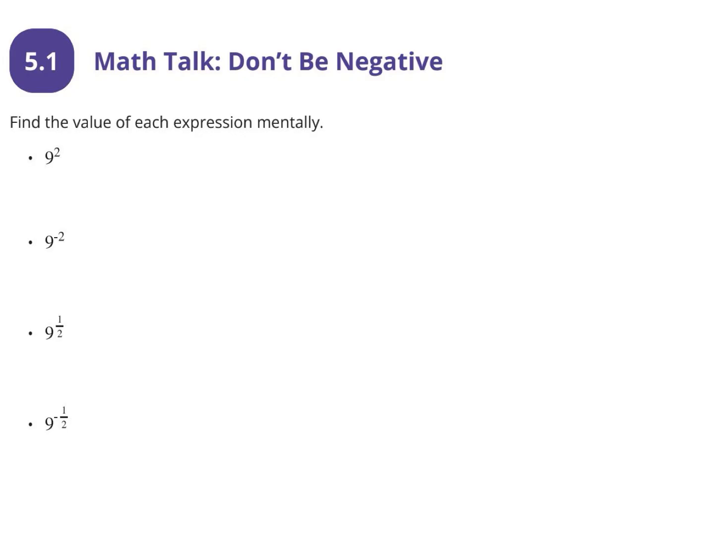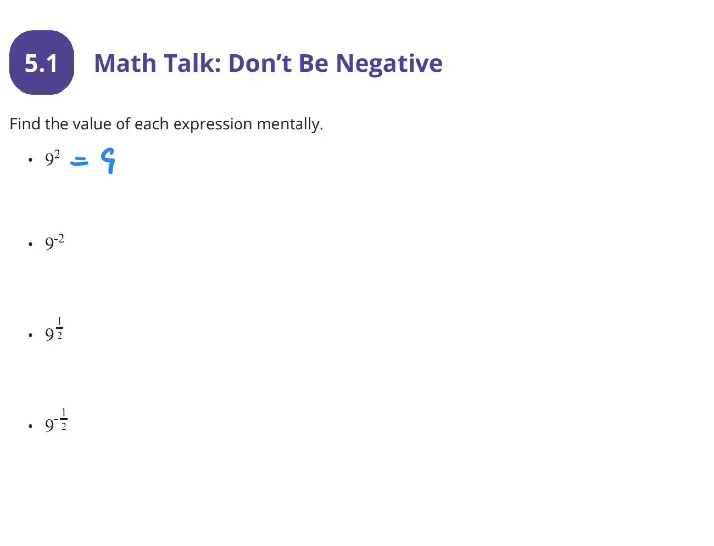9 squared equals 9 times 9, which is 81. 9 to the negative 2. Now, the first thing you do here is deal with the negative exponent. So 9 over 1 to the negative 2. The negative exponent flips a fraction upside down. So that gives us 1 over 9 squared, which is 1 over 81.